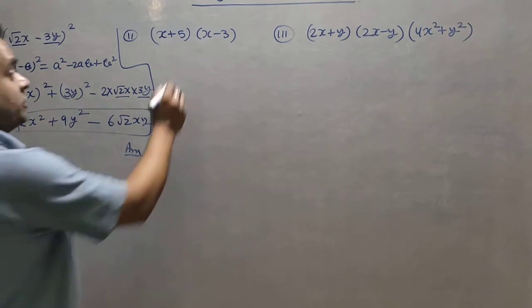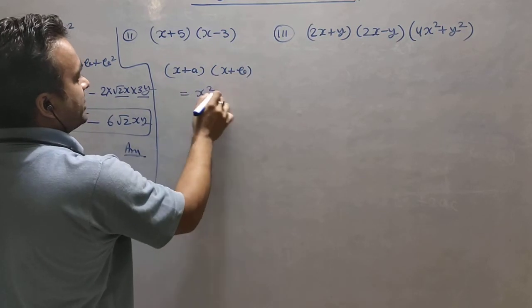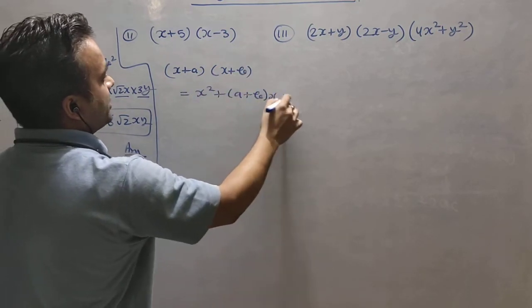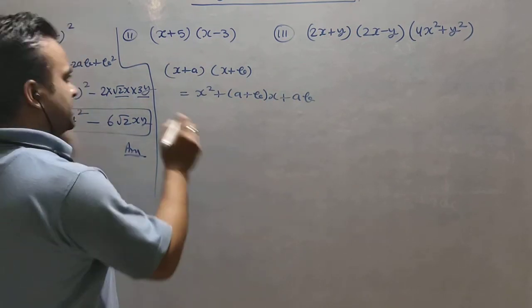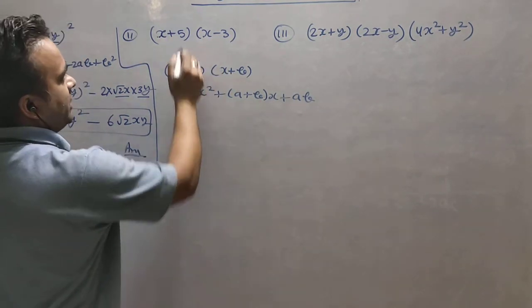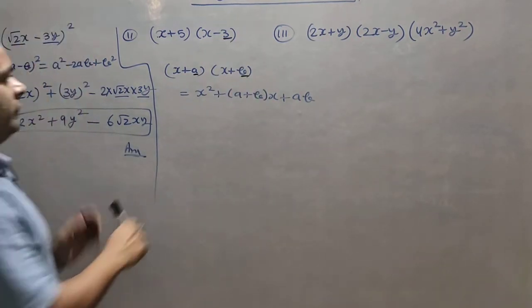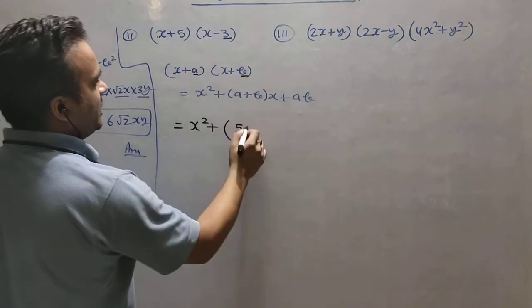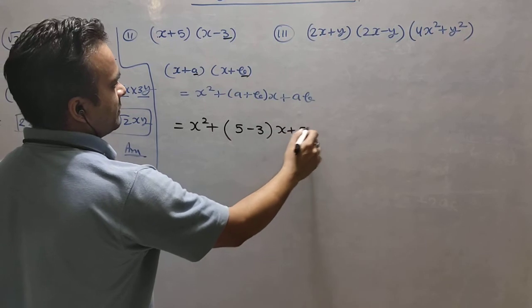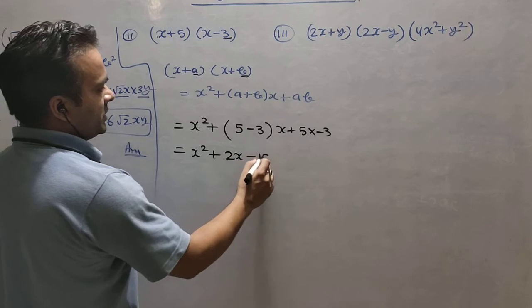You can see the fourth identity, like x plus a and x plus b. What is the identity? x square plus (a plus b)x plus ab. So how can you use this identity here? If you see, first of all we will see the comparison. x is the same on both sides, but a is here 5 and b is minus 3. So x square plus, what is a? 5, and what is b? Minus 3. x is as it is, 5 into minus 3.